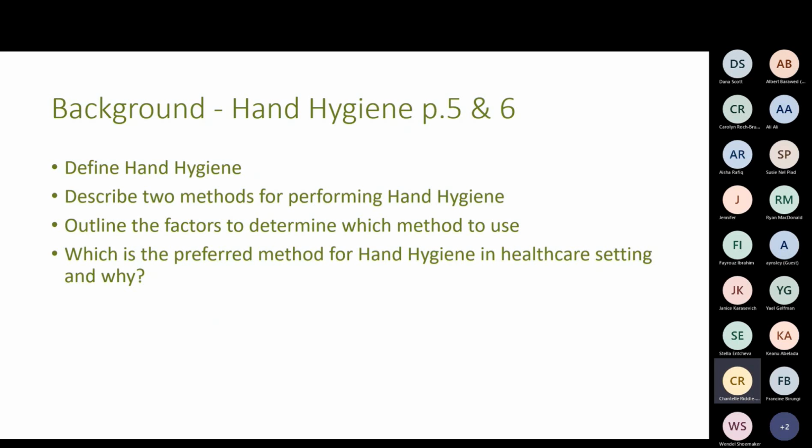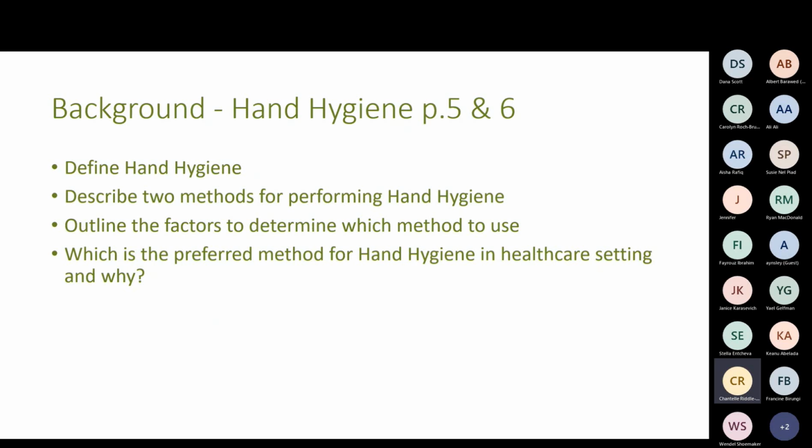However, now what we're saying is if you're taking care of someone with C. diff and there's not a sink in the room, you can use alcohol-based hand rub to do all your hand hygiene. But as soon as you leave the room, go directly to a sink to wash your hands with liquid soap and running water. So which is the preferred method for hand hygiene in a healthcare setting? It's alcohol-based hand rub.